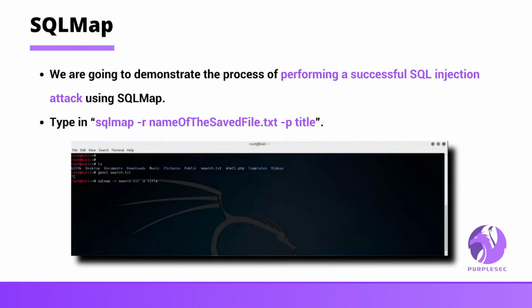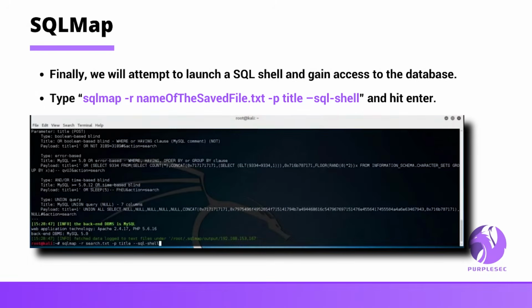This will effectively run SQLMap and, using the provided file containing the captured traffic, attempt to inject code after the title section of the URL of the vulnerable web application. After the scan is complete, SQLMap reports on the application and database version, along with details regarding all the injection attempts made. Finally, we will attempt to launch a SQL shell and gain access to the backend database.